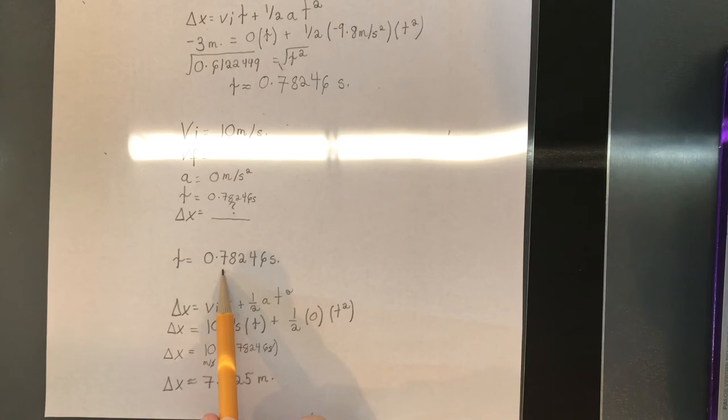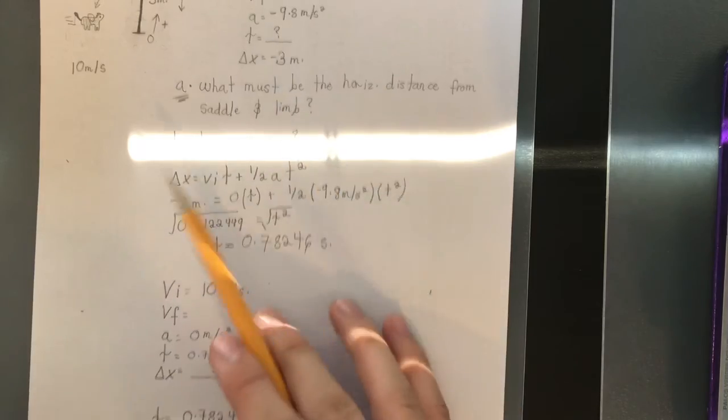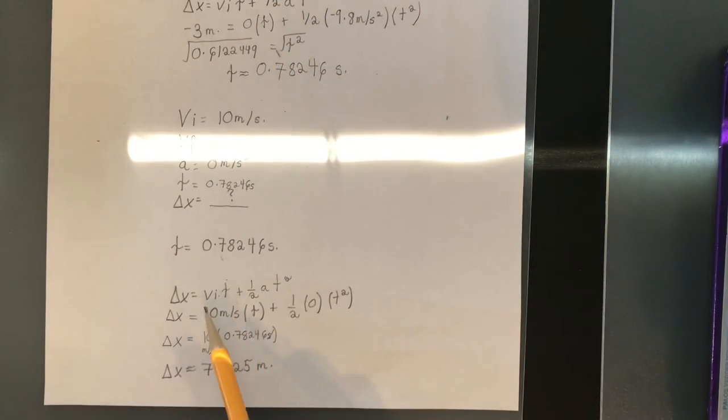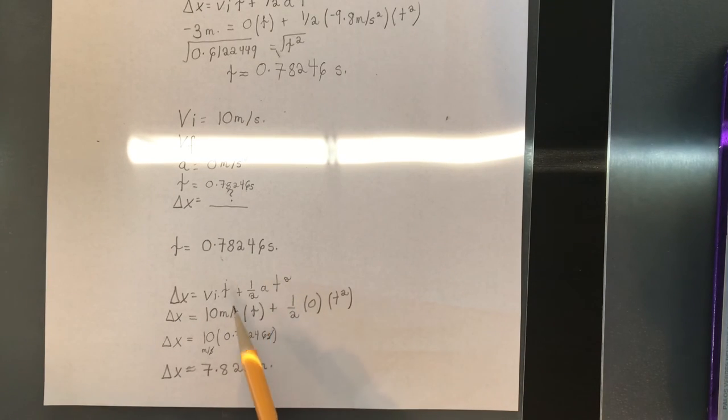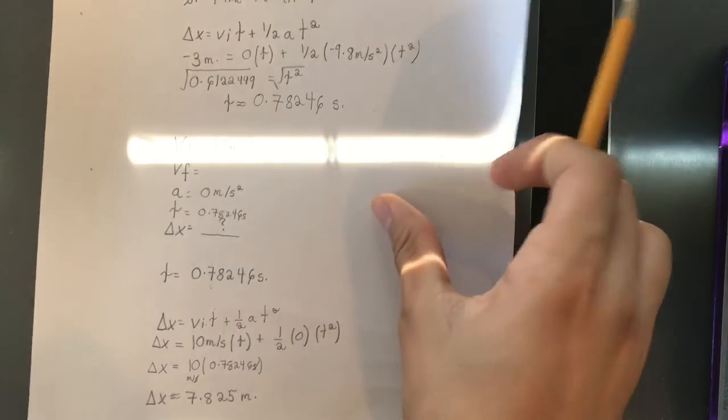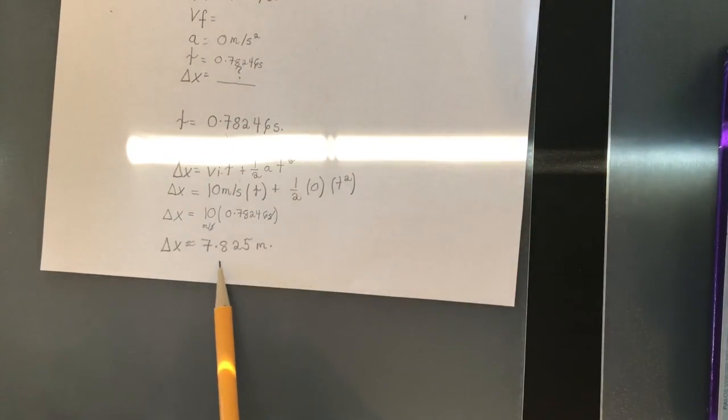Now that we have this information, we can plug it back into the original equation that we were solving for earlier when asking what must be the horizontal distance from the saddle and the limb. Accordingly, we plug it back into displacement equals initial velocity times time plus 1/2 acceleration times time squared. And once plugging the time back in, we can solve for the displacement at 7.825 meters.